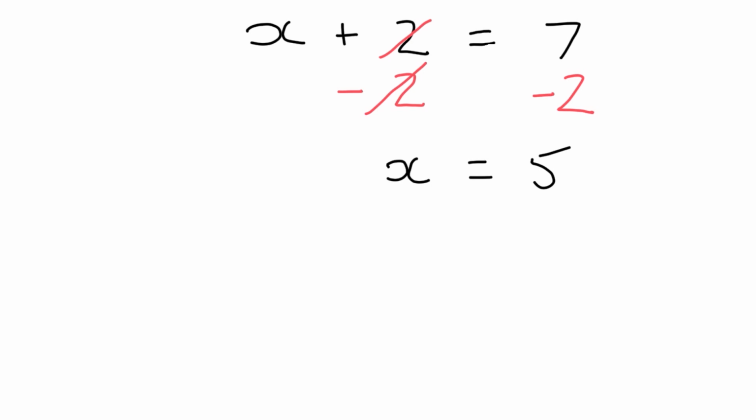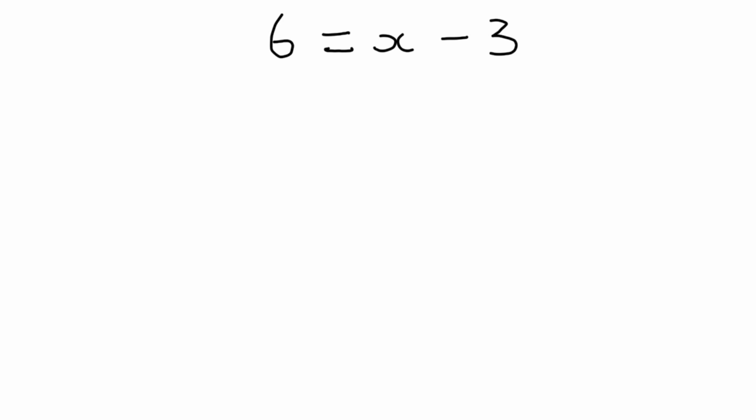Let's look at another one. So in this one, we have 6 is equal to x minus 3. In this situation, x is on the right side. It doesn't really matter if it's on the left side or the right side. We want to get it by itself. We want x is equal to something. So right now I've got to see, are there numbers around x that I want to get rid of? Here I have x minus 3. I want to get rid of that minus 3. And again, you always do the opposite to get rid of it. So the opposite of minus 3 is plus 3.